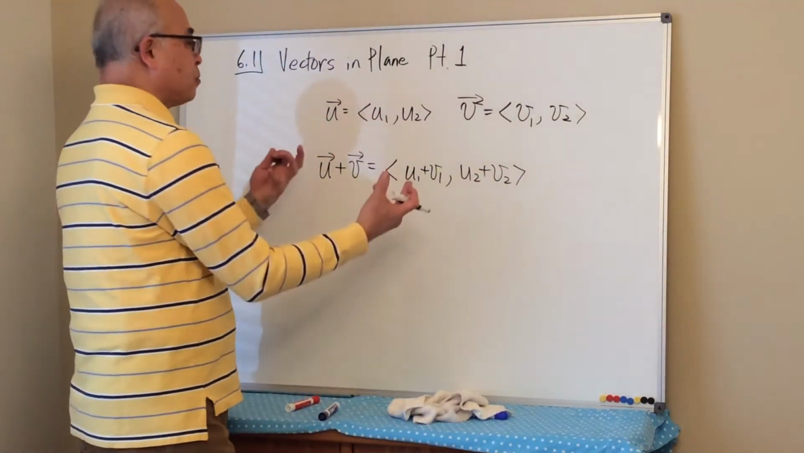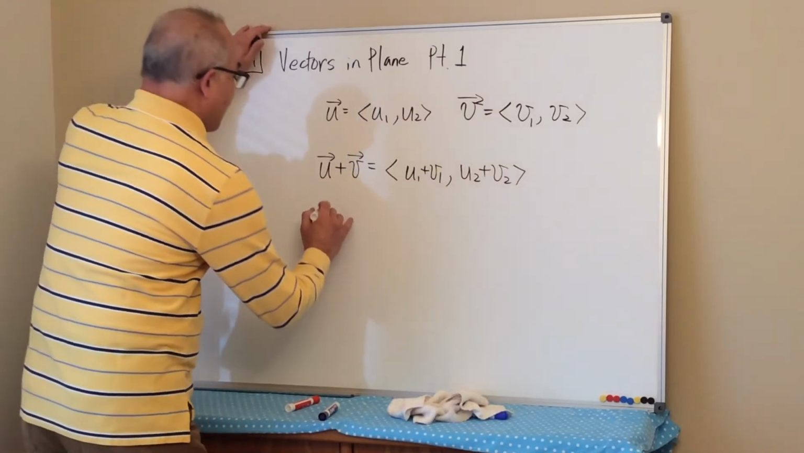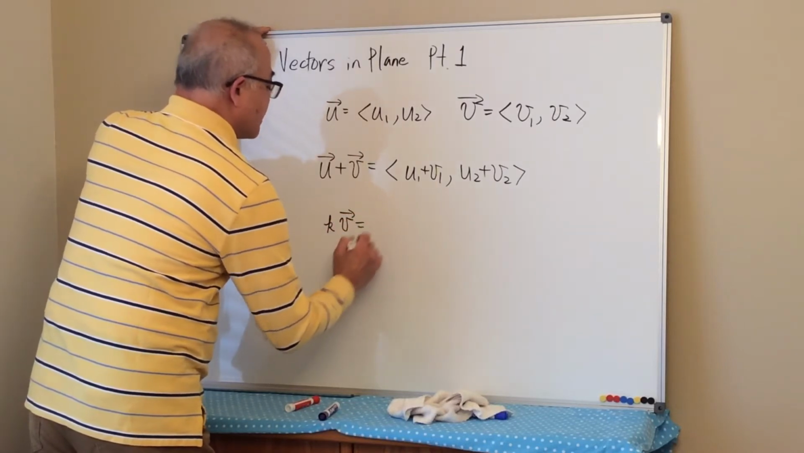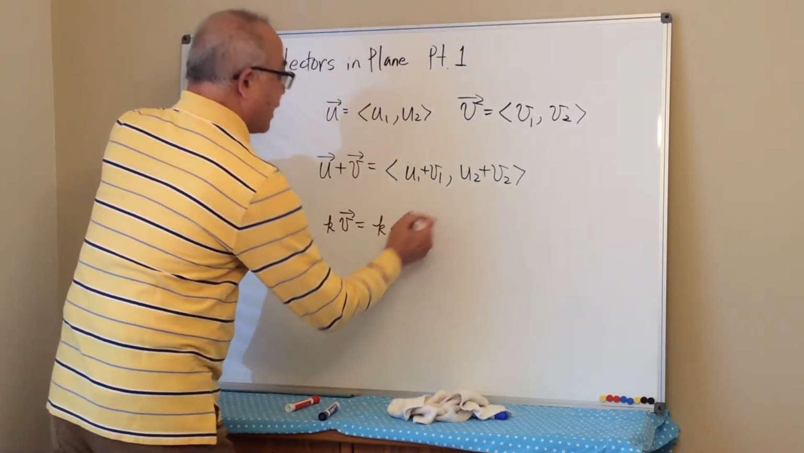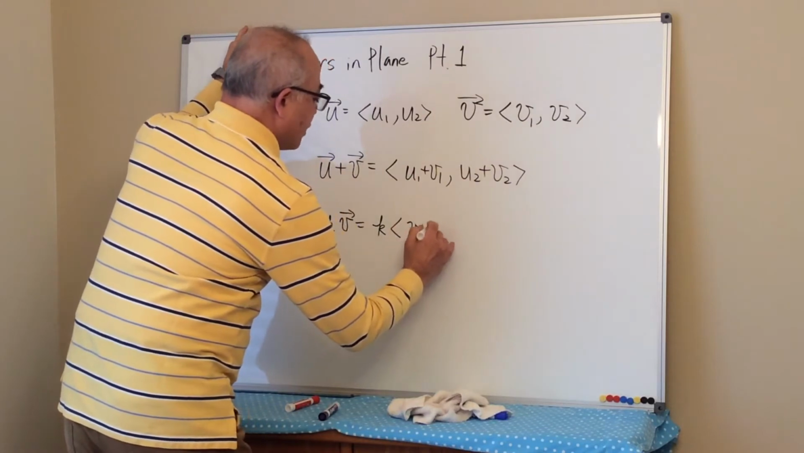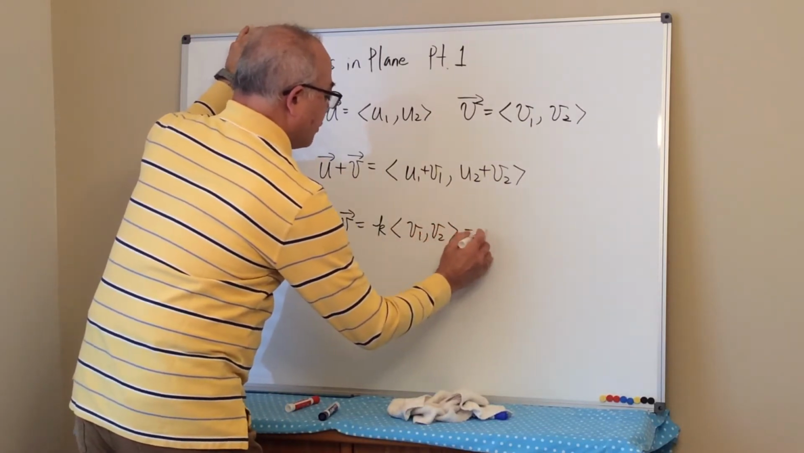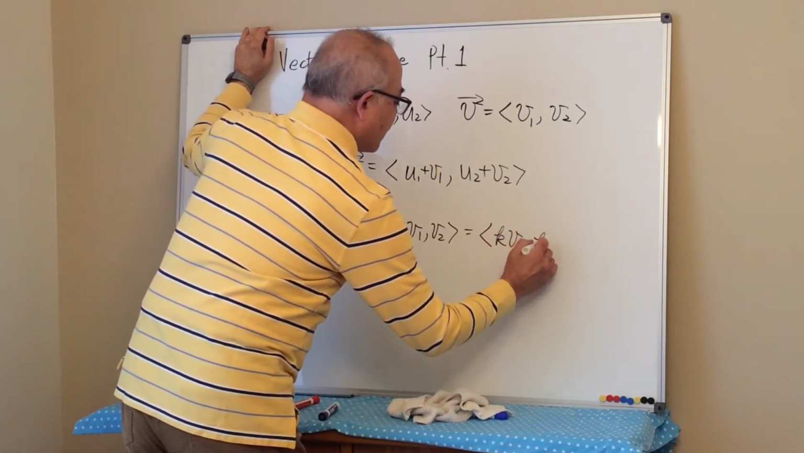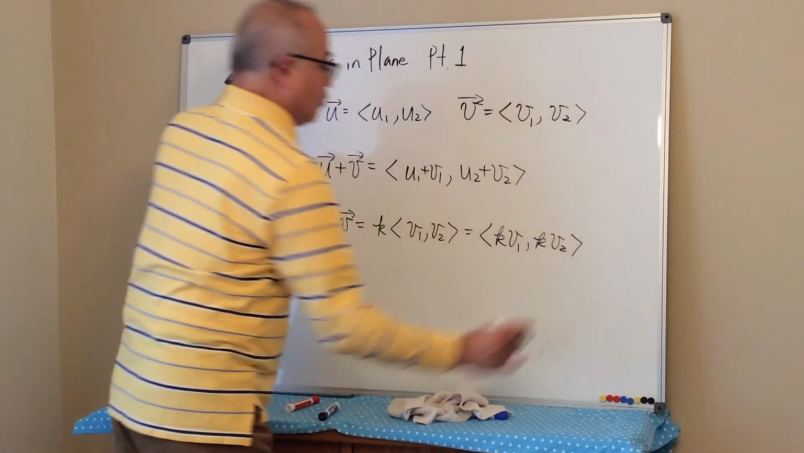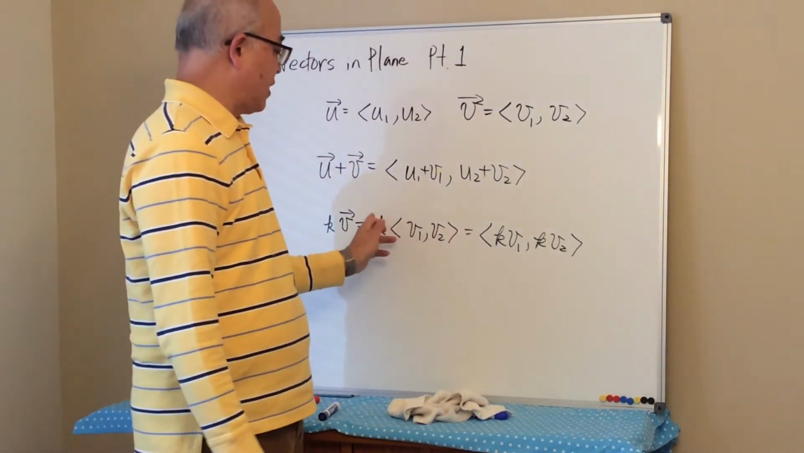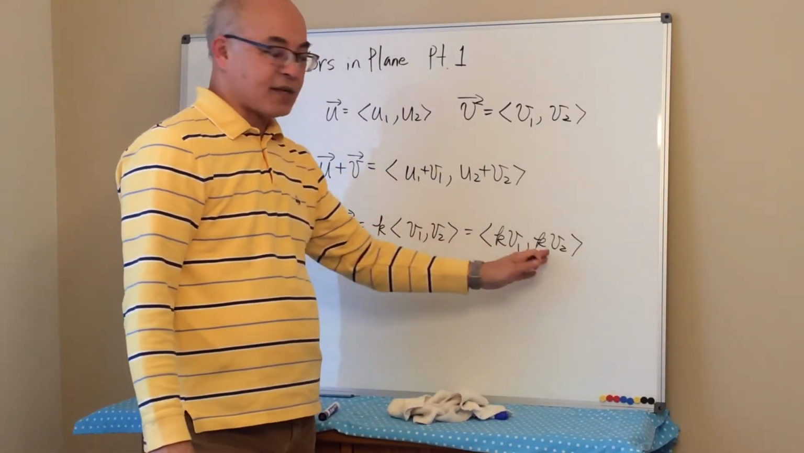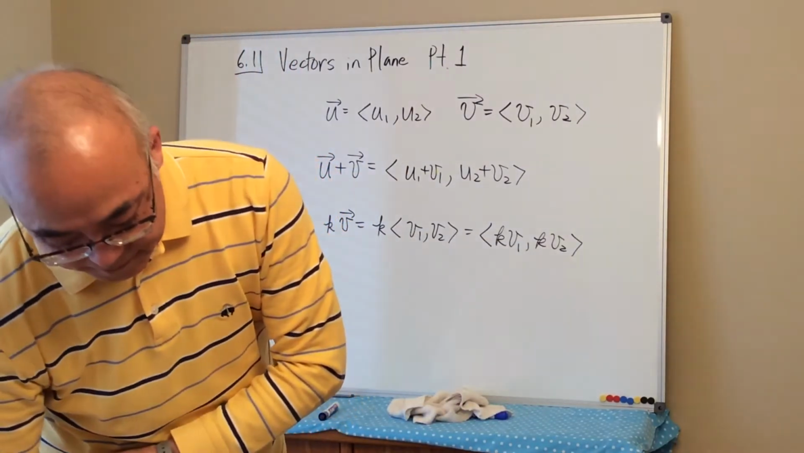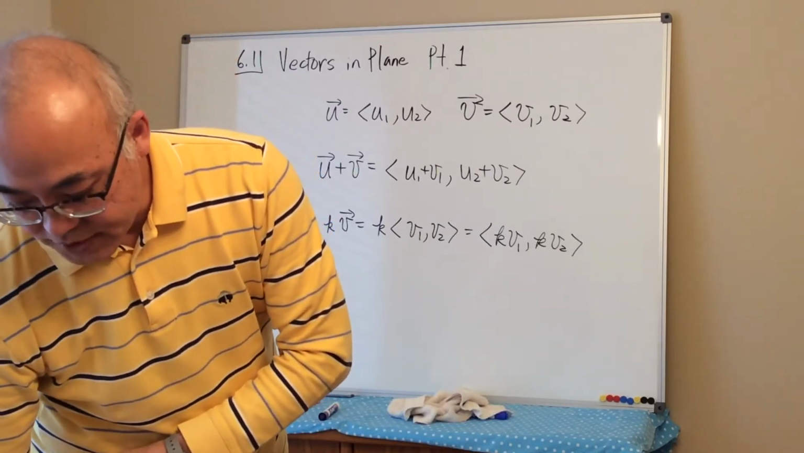I can also multiply the vectors by a constant. So if I had kv, this would be the same as a constant k times v1, v2. So it would be the same as kv1, kv2. We'll just go ahead and multiply the k into the x and the y components. Okay, so that's how you do that. Let's see how that works out.